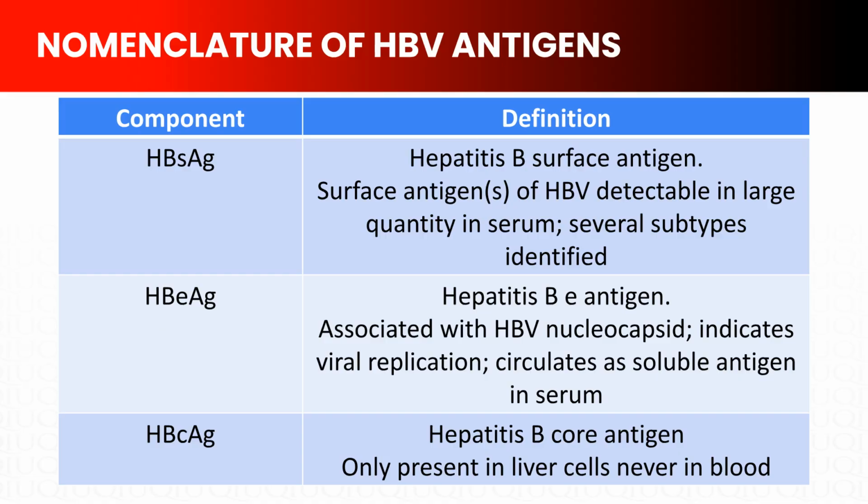Third, HBcAg, hepatitis B core antigen. This is the core protein of the virus. Here's what's crucial. HBcAg is only present inside infected liver cells. You'll never find it circulating in the blood. This is why we test for antibodies against it, not the antigen itself.